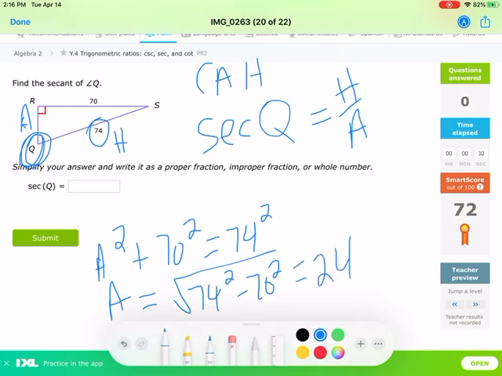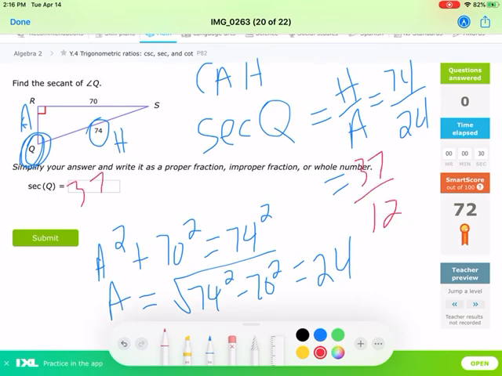All right, so there you go. 74 over 24. Now, obviously, that one can be reduced a little bit. Let's see what my GCF here is. 74 divided by 2. I guess it's just 2. Sure. 37. So it's equal to 37 over 12. Boom. Hit submit.